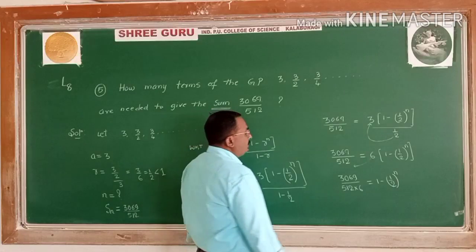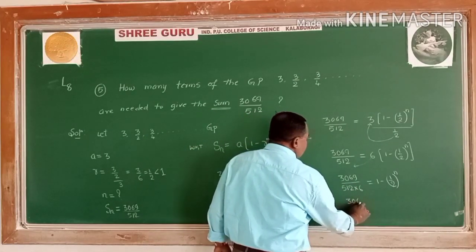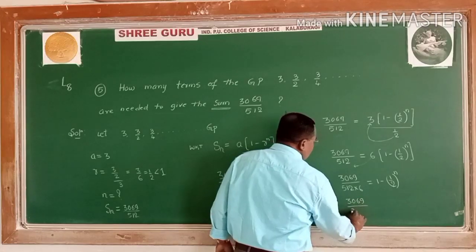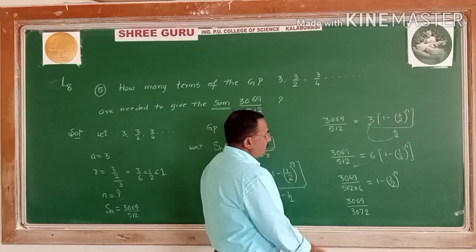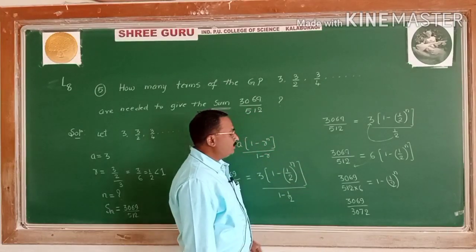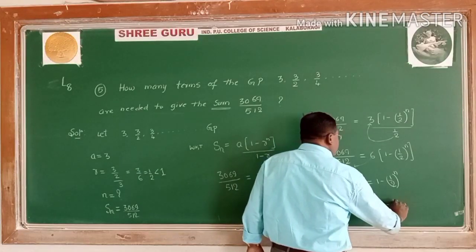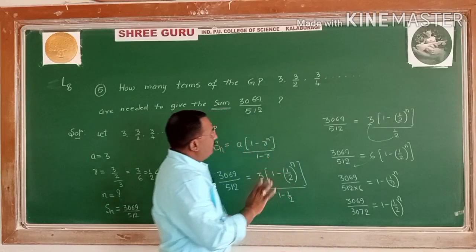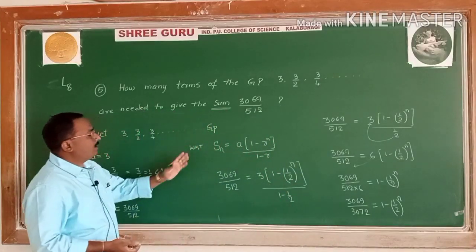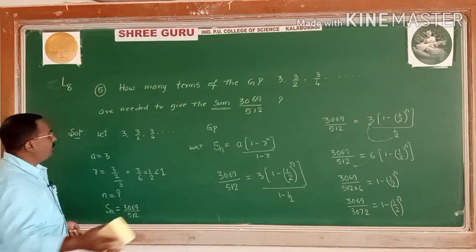That is here 3069 divided by 3072. 6 2s are 12, remaining 1, 6 1s are 6, 7, 6 5s are 30, is equal to 1 minus (1 by 2) whole power n. This is here Sn, that is, substitute the R value and Sn value.